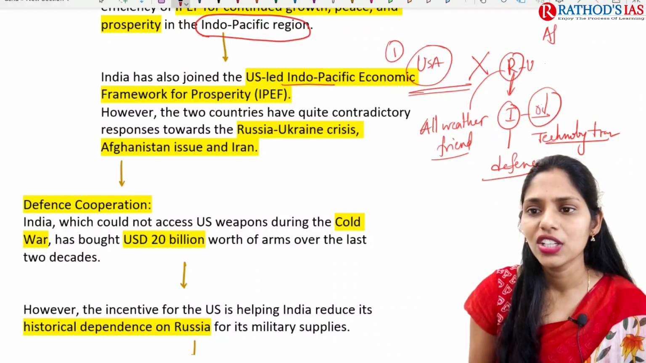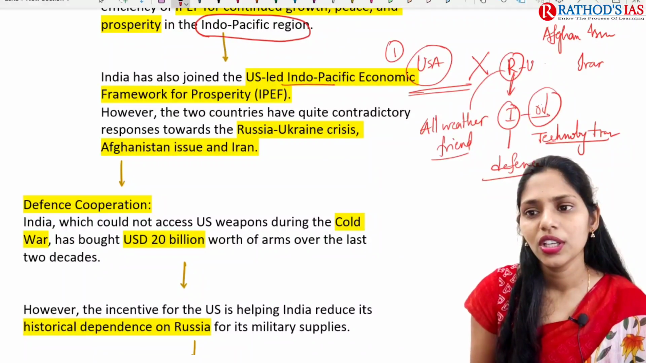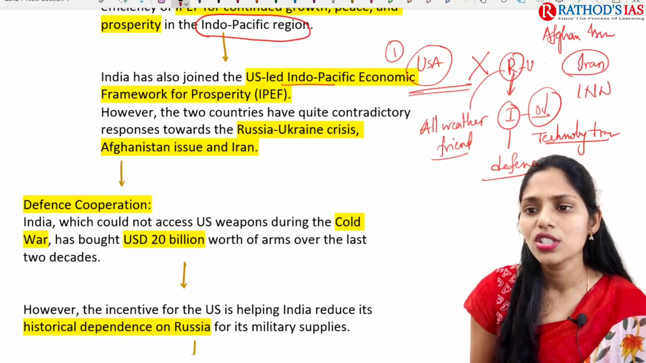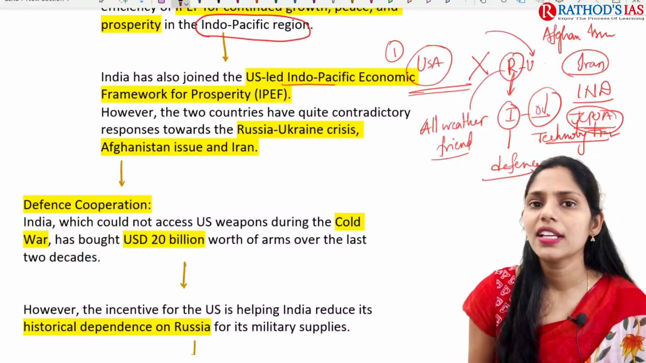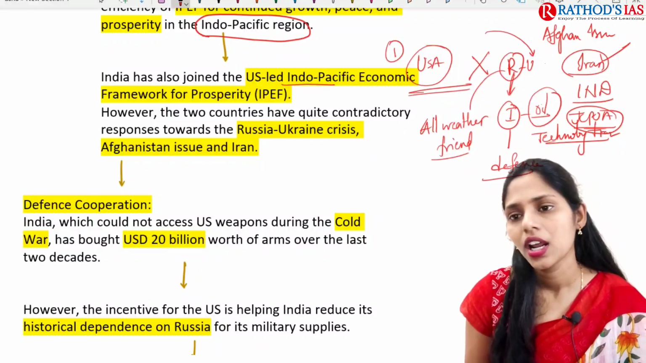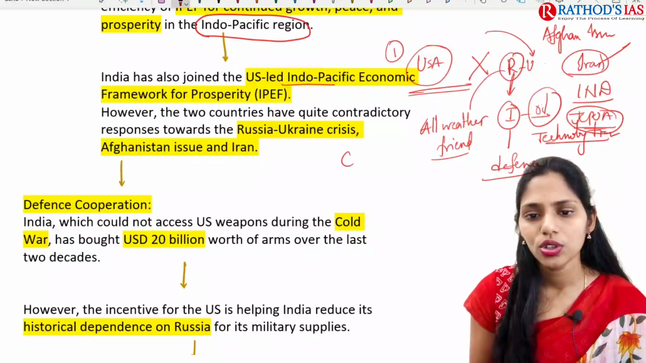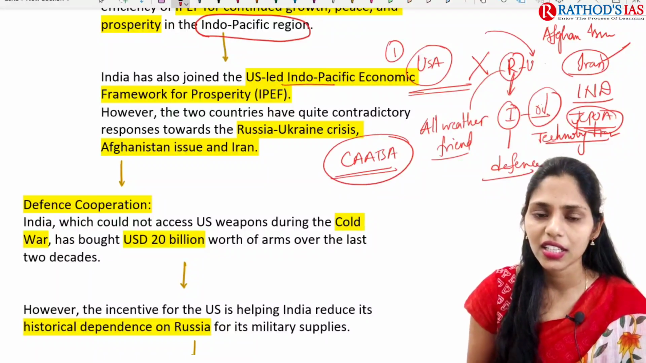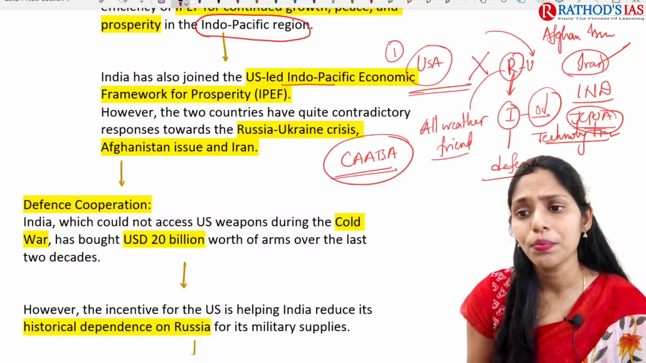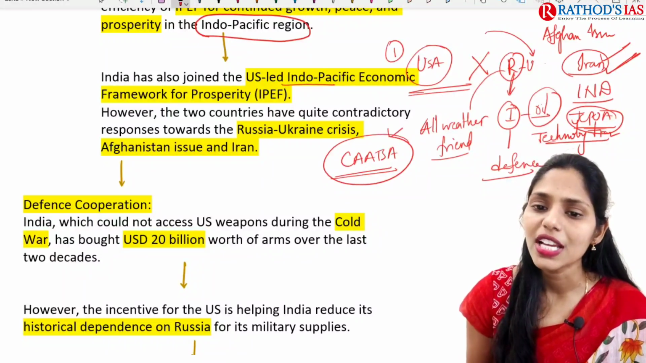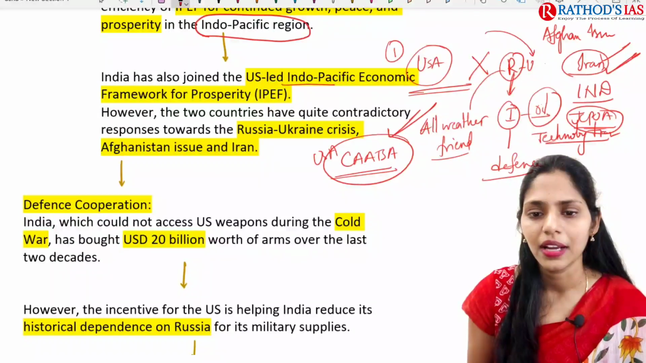So this is the first one. And even in the Afghan issue and even in Iran. There is Iran's nuclear deal or JCPOA, Joint Comprehensive Plan of Action. So what happened? Western countries imposed sanctions on Iran. And do you know about CAATSA, that is Countering America's Adversaries Through Sanctions Act? Here there is a fear of CAATSA for India, that if India imports oil from Iran, CAATSA will be imposed by the USA on India.